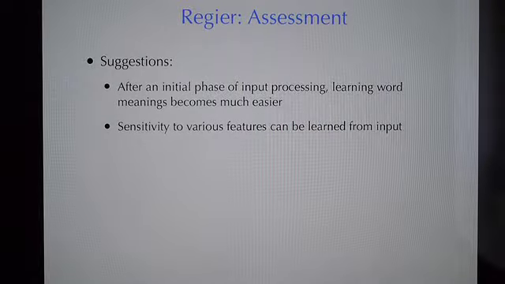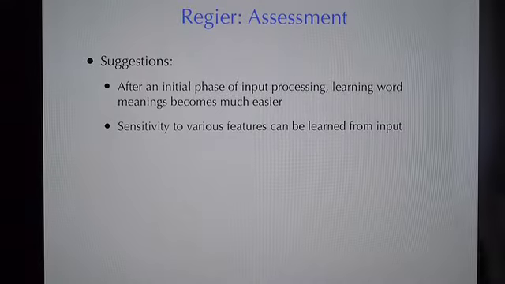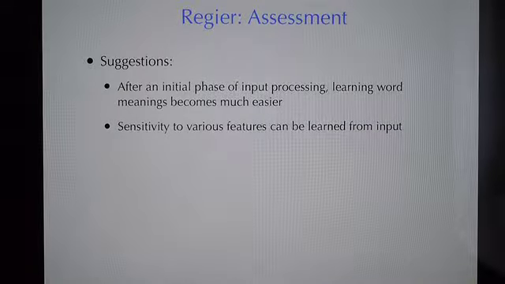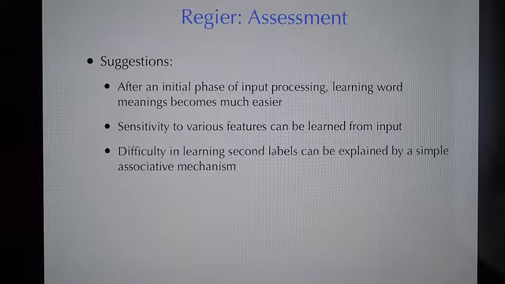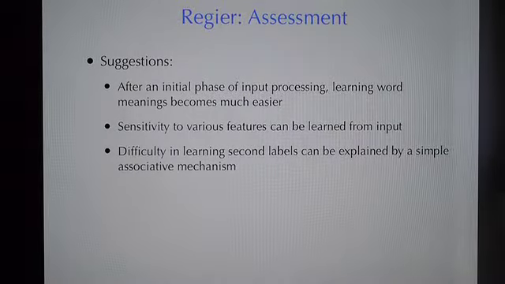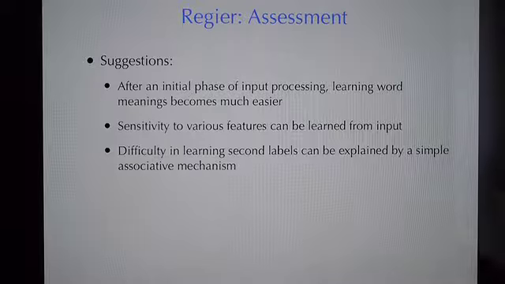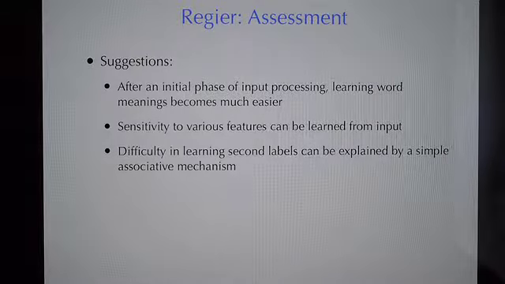It also shows that sensitivity to various features can be learned from input. The model can actually, over time, distinguish which features to pay more attention to and which features to ignore. And also the experiments on learning second labels mimic beautifully what we have seen in children, which is that at first the model cannot really learn these second labels as easily as it learns novel words.